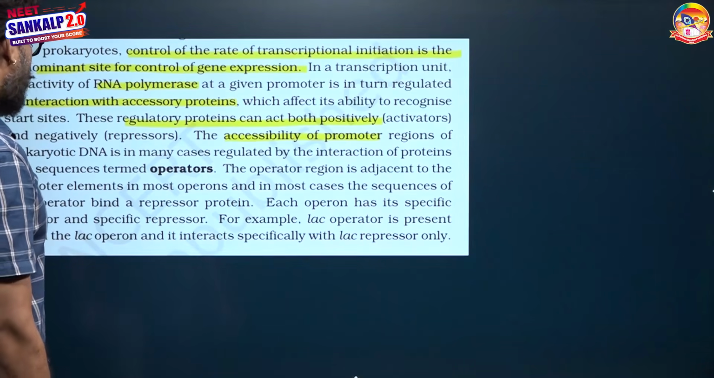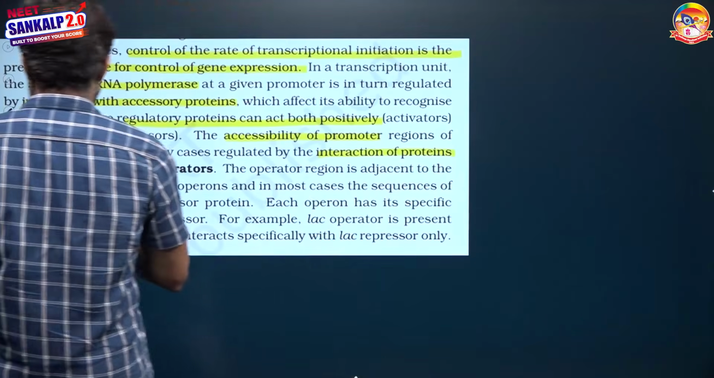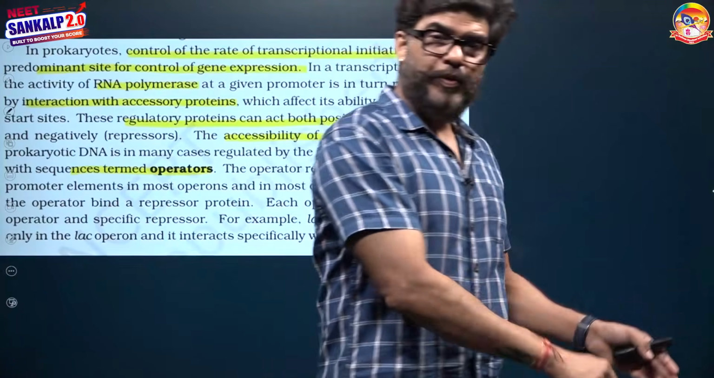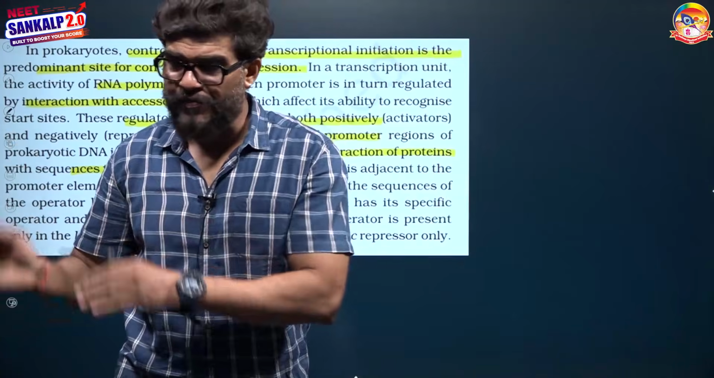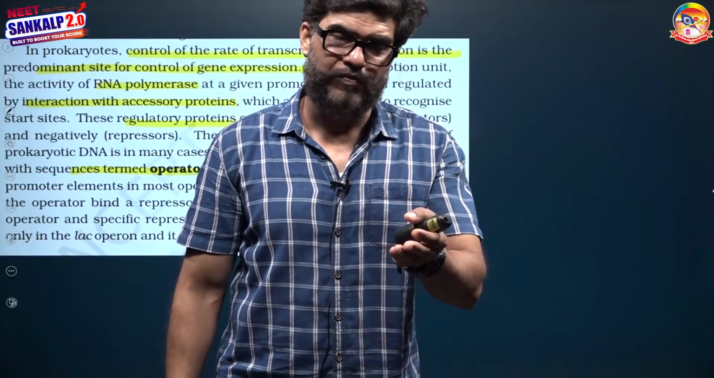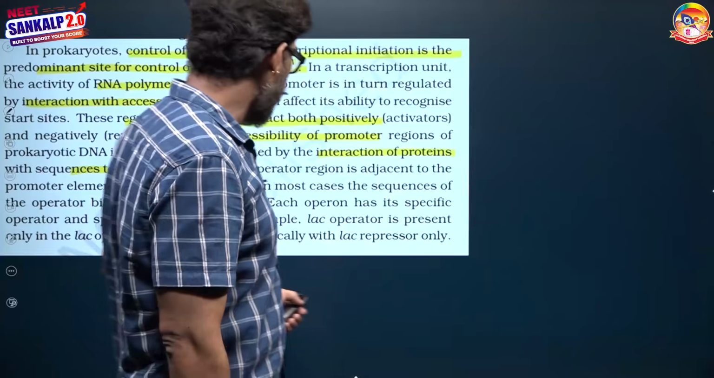In prokaryotes, DNA is mainly regulated by the interaction of proteins with the sequence termed the operator. It means if the protein interacts with the operator, transcription will not happen. If it does not interact, transcription will happen. It means the promoter will work or will not work. Who decides? The interaction of protein and operator gene.